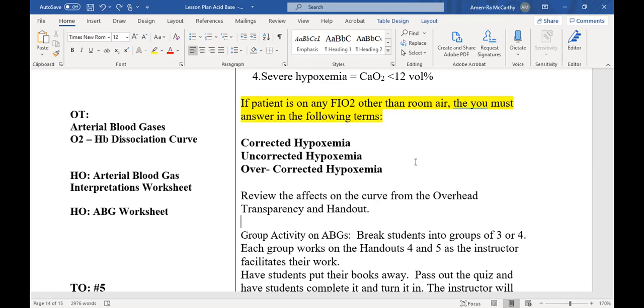Okay? And so when we give them some oxygen, we give Mr. Johnson some oxygen, and then we get another ABG 30 minutes later. Okay? And we see what the P little a O2 is. All right? Or do an O2 content 30 minutes later, right? Either one will give us some numbers. And if they're on oxygen, anything greater than 21%, then when you answer that question, you must answer it in one of these 3 terms.